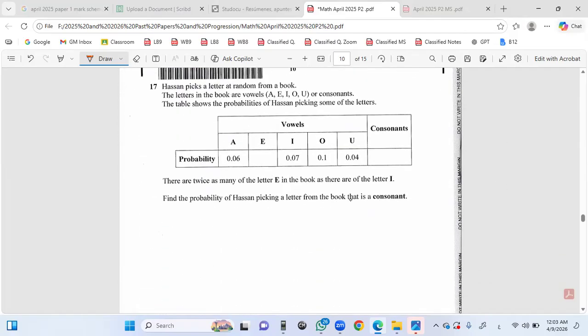They're saying to you that the probability of letter E is double. There are twice as many of the letter E in the book as there are of the letter I. So letter E is twice letter I. Letter I is 0.07, so letter E equals 0.07 times 2. They said it's twice. So it's going to be 0.14. So this is E.